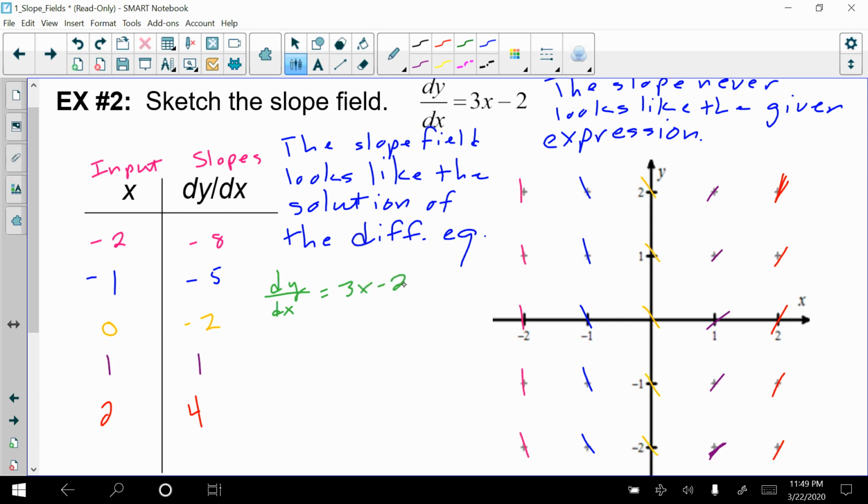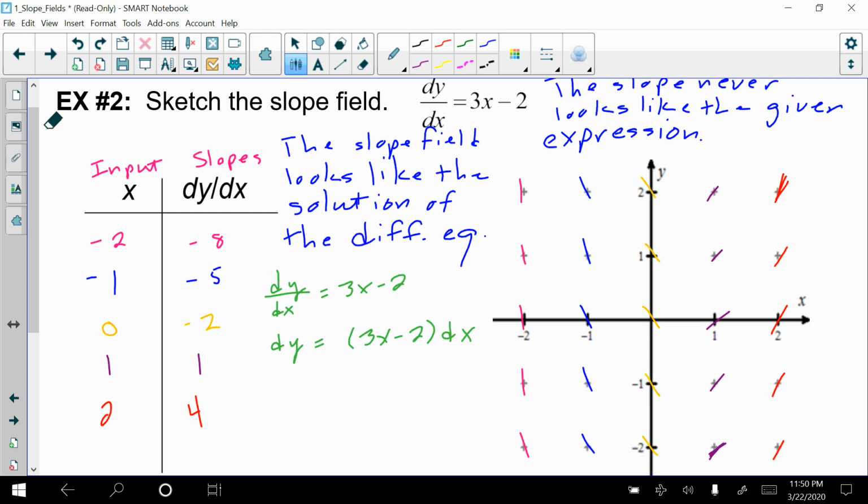And I'm going to multiply both sides by dx. We're separating the variables. So I have dy over dx, and then dy is equal to, in parentheses, 3x minus 2 times dx. There we go.